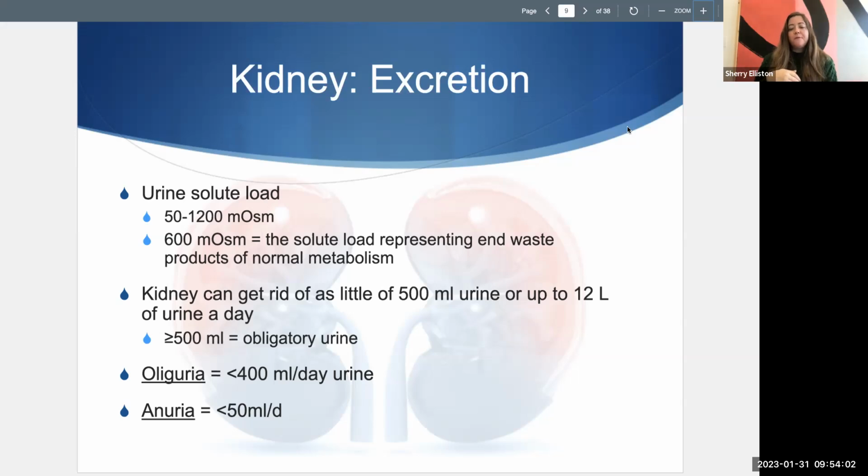Oliguria is when there's less than 400 mL per day of urine. And anuria is when there's less than 50 mLs per day. When you get to the anuria place, again, if the kidneys are not functioning, you're getting to end stage renal disease. We start seeing that at end stage renal disease when the urine output of a patient is very, very, very minimal.